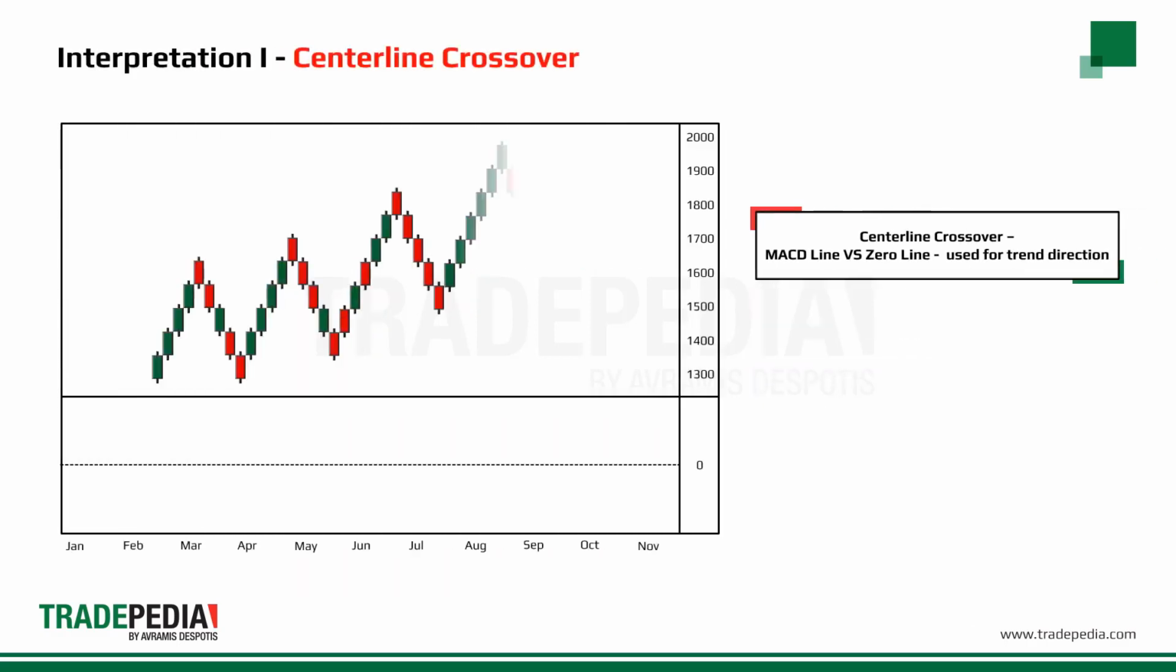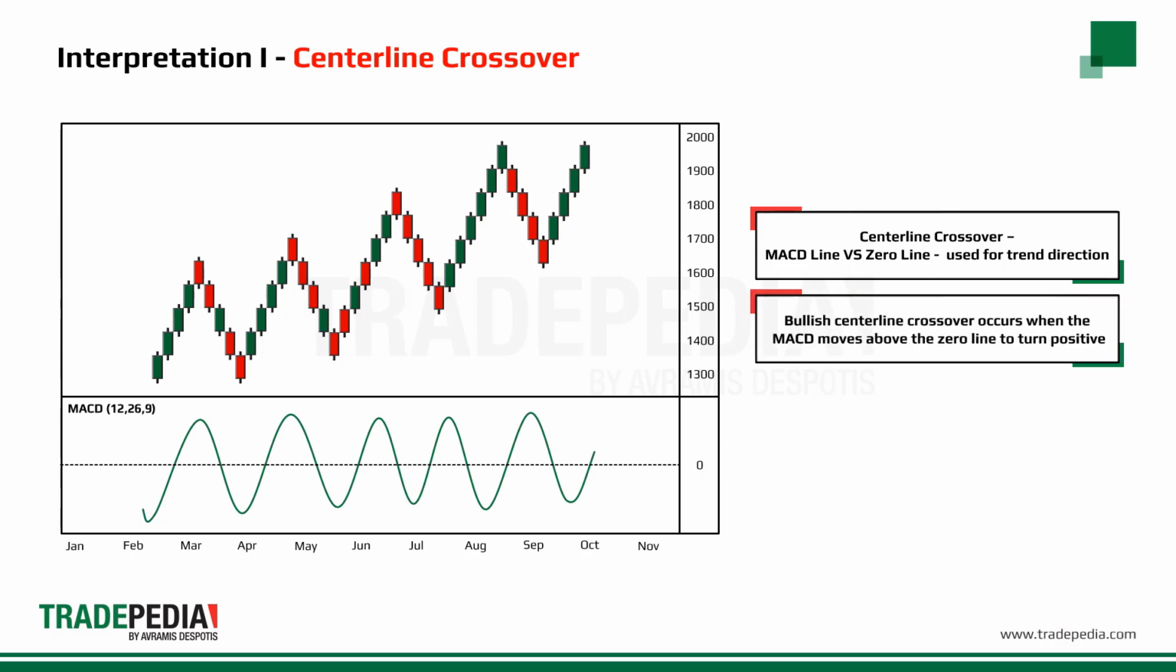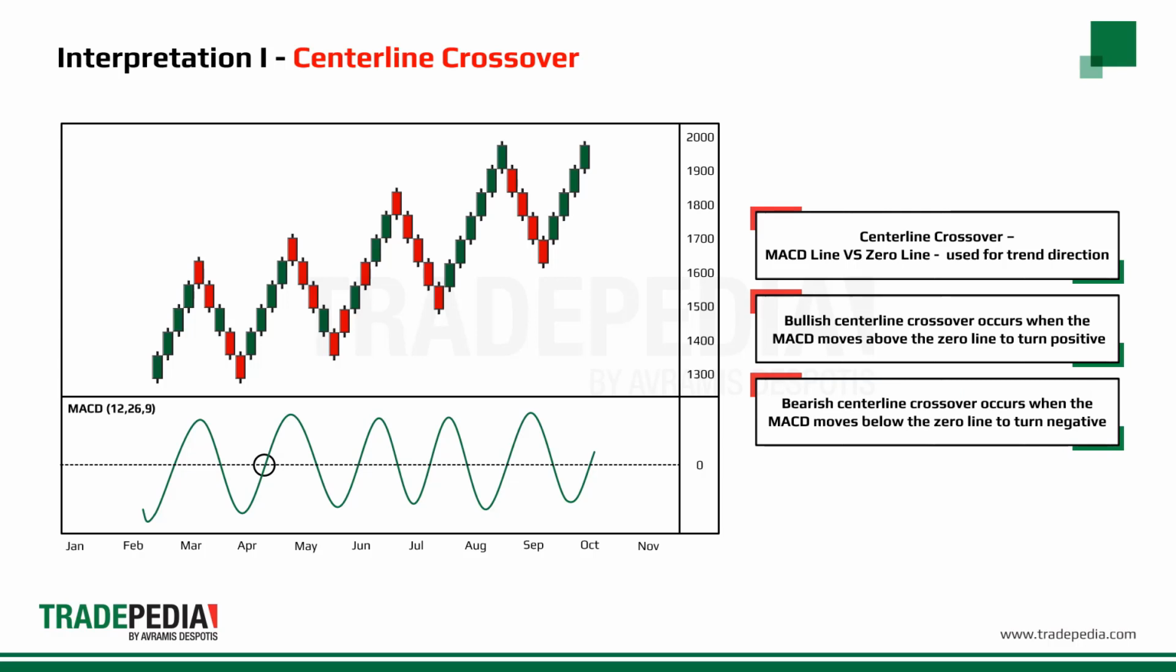The first interpretation is that of the centerline crossover, which refers to the MACD line versus the zero line and is used for trend direction. A bullish centerline crossover occurs when the MACD moves above the zero line to turn positive, while a bearish centerline crossover occurs when the MACD moves below the zero line to turn negative.